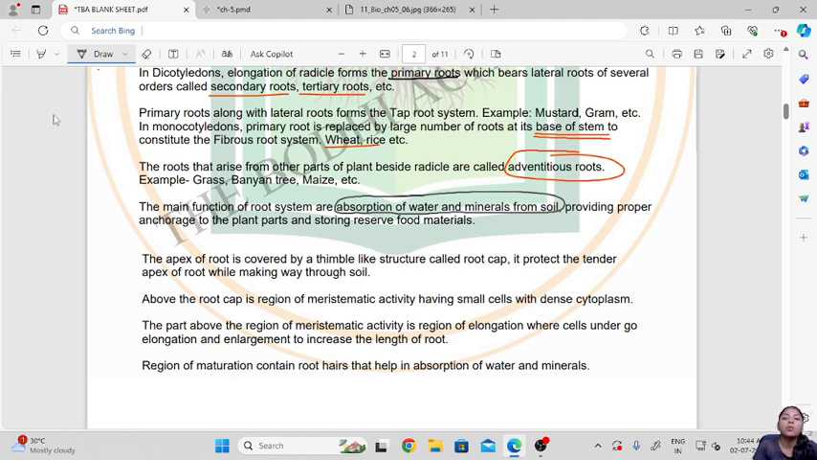Then it also provides a proper anchorage. It holds the soil tight and holds the plant upright. So it provides anchorage to the plant parts, and it also stores reserve food materials. Another function of the root system is to store reserve food materials.